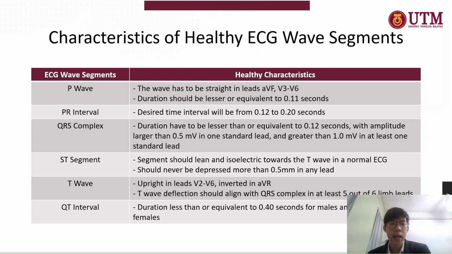For the T wave, it needs to be upright in leads V2 to V6, and it has to be inverted in the aVR segment. The T wave deflection should align with the QRS complex in at least 5 out of 6 limb leads. For the QT interval, the duration has to be less than or equal to 0.440 seconds for males, whereas for females it will be 0.44 seconds.